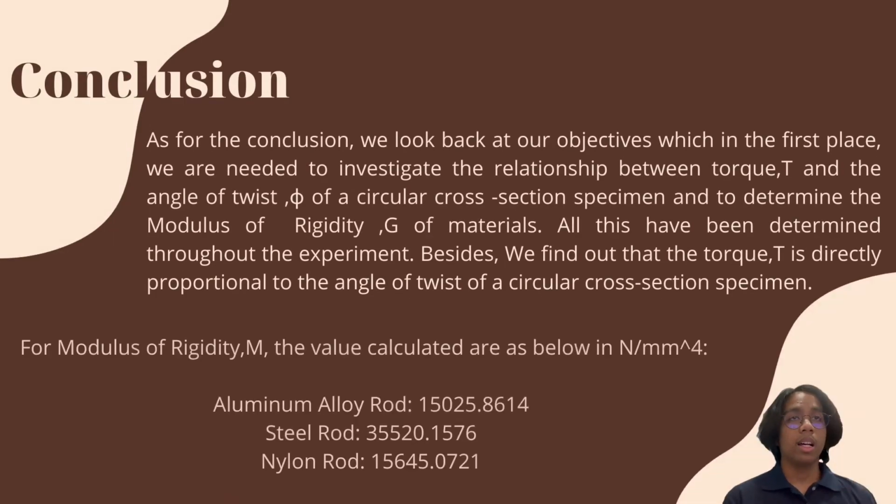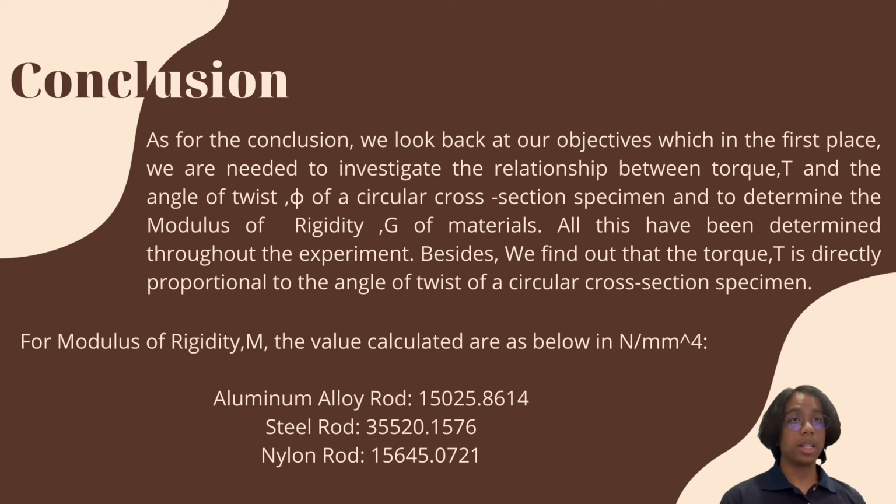Hi, this is the last part for experiment 6, and I'm going to explain the conclusion that we have come up with. As for the conclusion, we look back at our objective, which in the first place was to investigate the relationship between torque T and the angle of twist theta of a circular cross-section specimen, and to determine the modulus of rigidity G of materials. All these have been determined throughout the experiment.